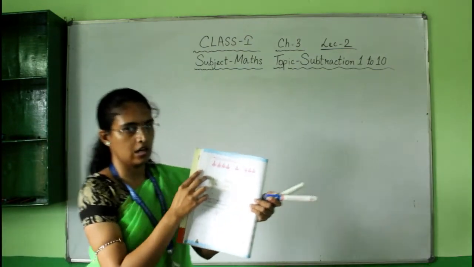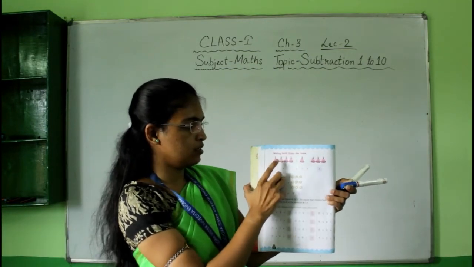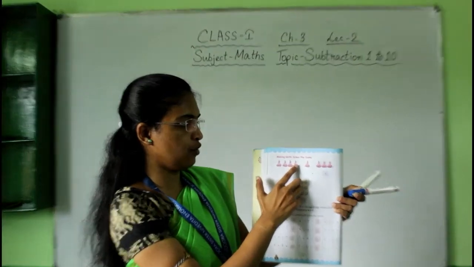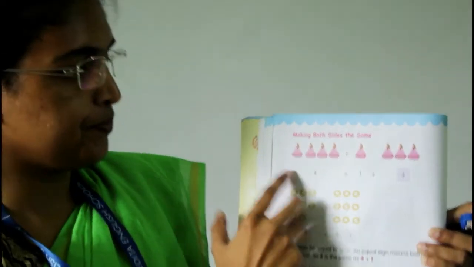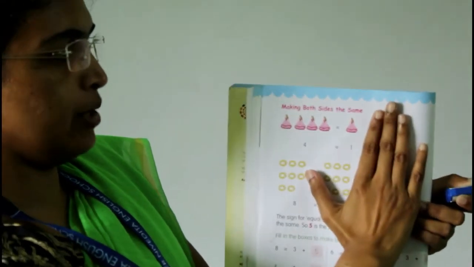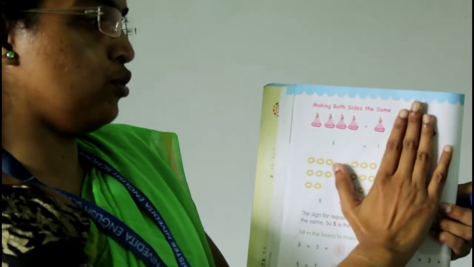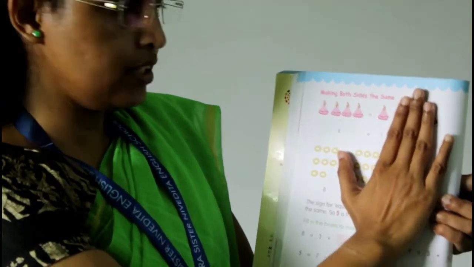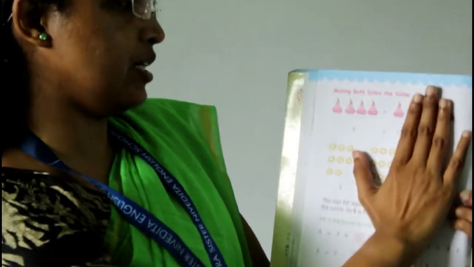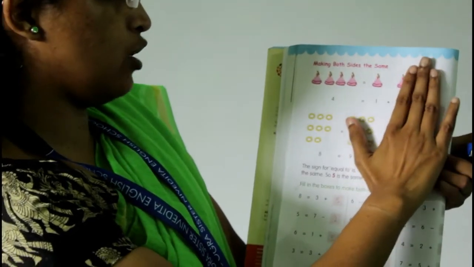Look here. How many dolls are there in this side? 1, 2, 3, 4. In this side we have 4 dolls, right? But in this side, how many dolls are there? Only 1. So what we have to do? We have to subtract. No, we have to add, right? We have to add more dolls with this 1 doll. So how many dolls we have to add? Let's add 1 doll.